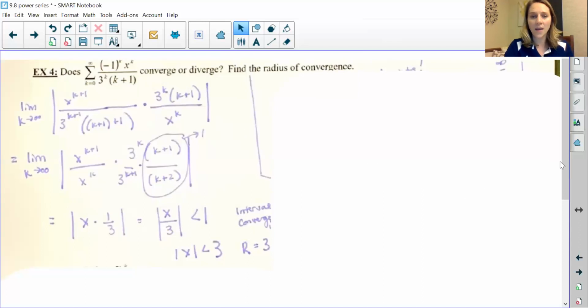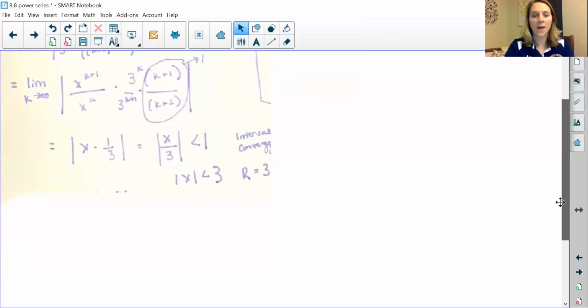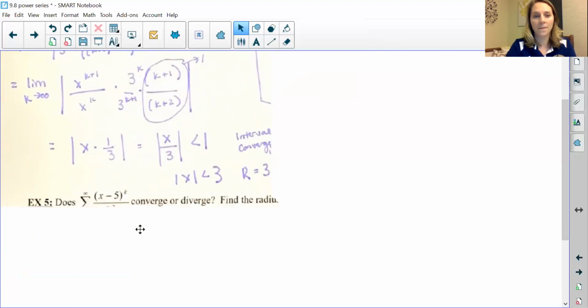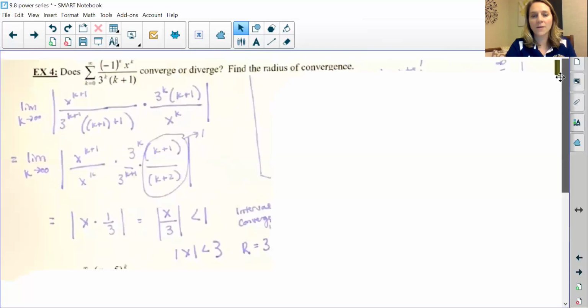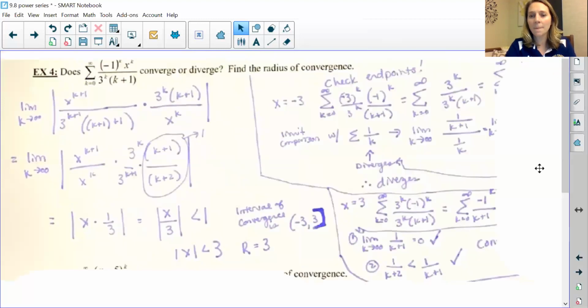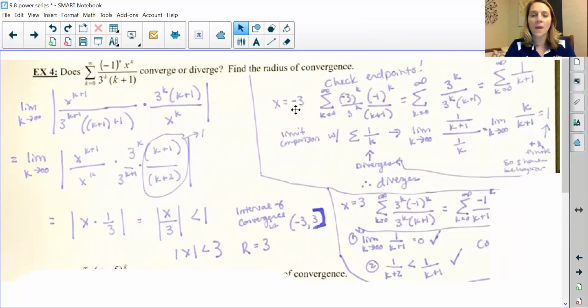So when is that going to be? Well, multiplying both sides, we've got the absolute value of x is less than 3. Okay, so now we have to take a look at what our endpoints would be. We're going to have from 3 to -3, right? And so let's check -3.